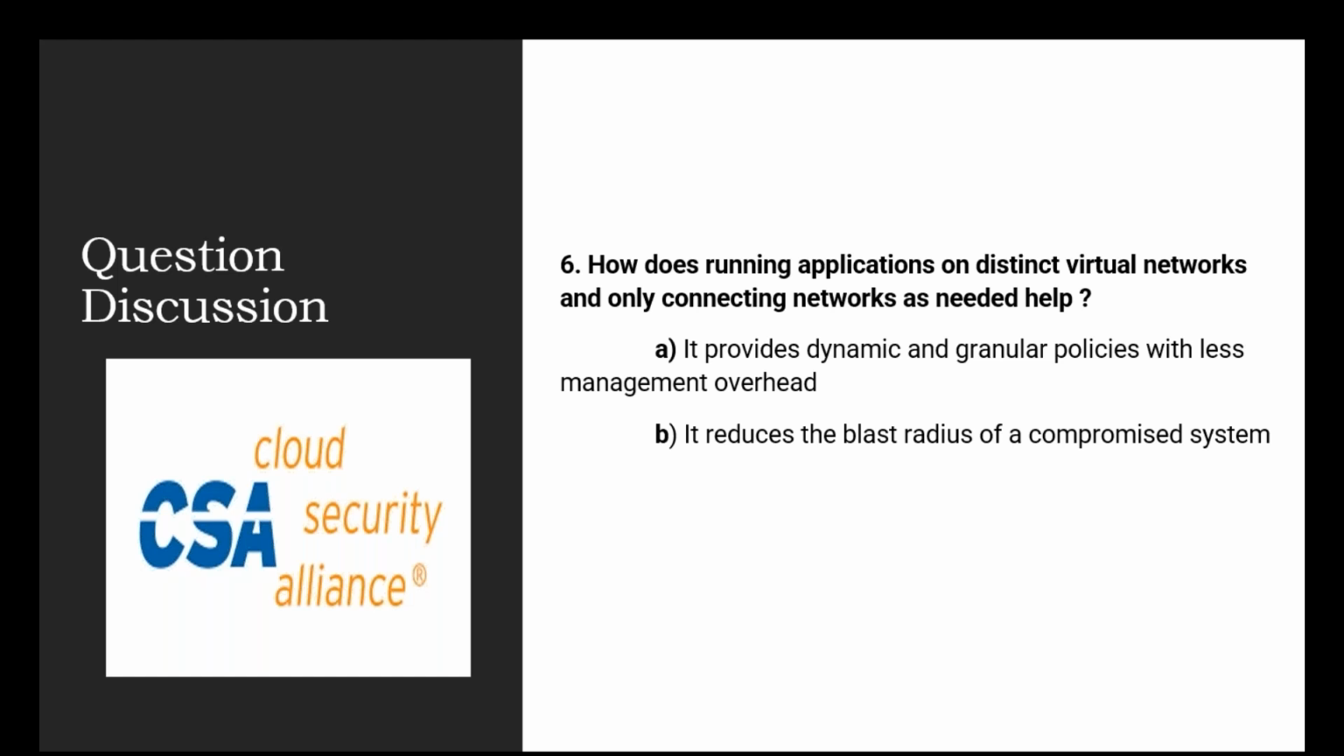So if you're dividing the network into smaller segments, the radius is going to be small, and definitely it will help protect your other applications. So option number B is the correct response here.